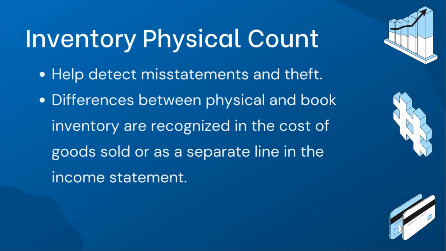Annual physical counts are crucial for both inventory systems to detect misstatements and theft. Any discrepancies between the physical count and book inventory are recognized in the cost of goods sold account or as a separate line item in the income statement.